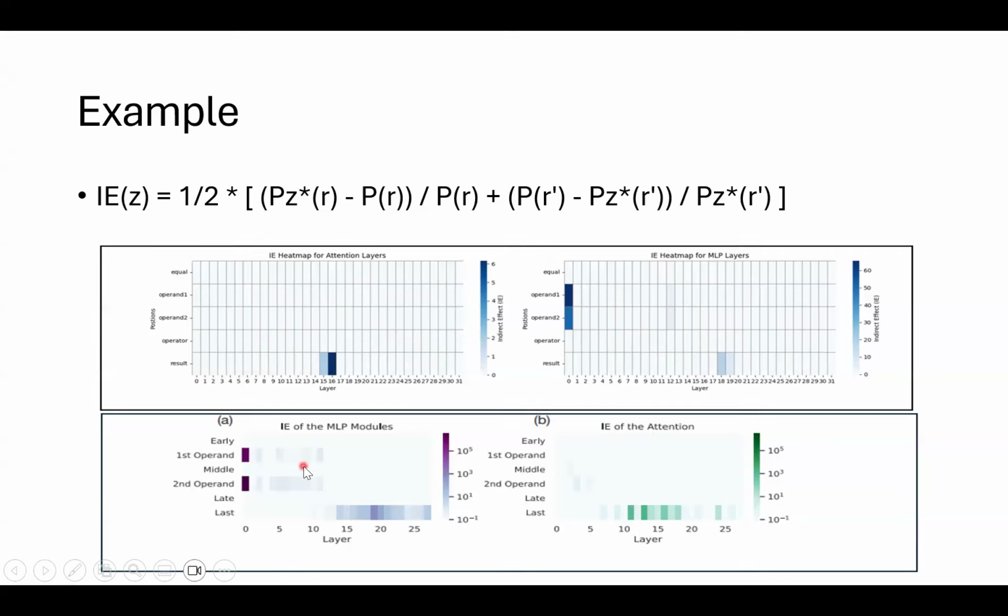Similarly, for MLP, we can see the early MLP layers basically try to encode the value of the first operator and first operand, second operand, because that was necessary for the calculation, right? And that is where the information lies. So they tried to encode that, and then later on they were also responsible for writing out the result. So this is basically the layer-wise localization.